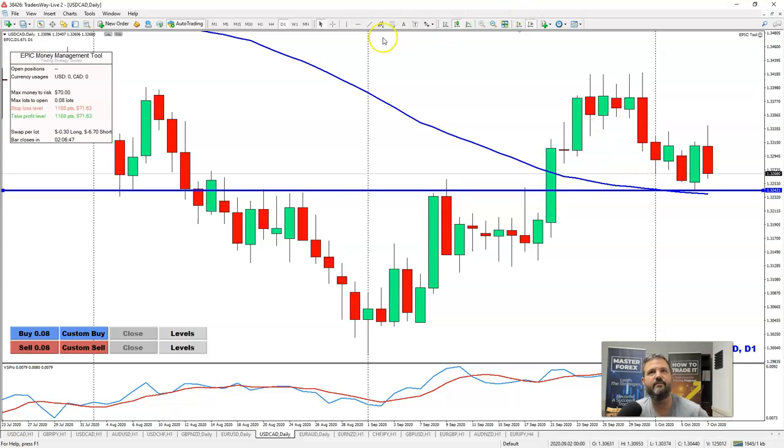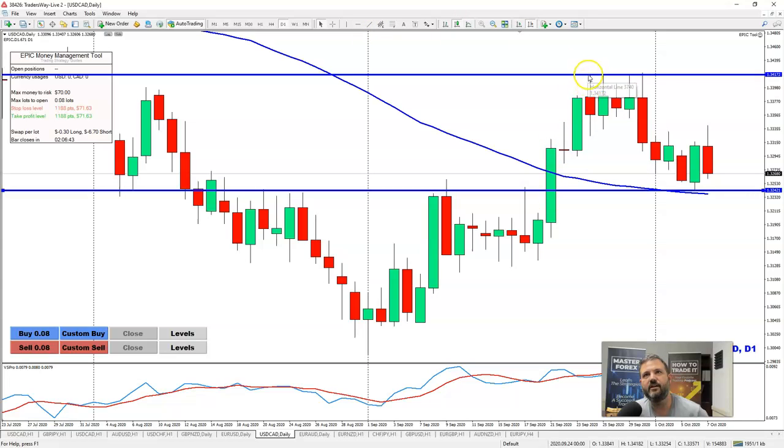Now look at this level. This level held, so 1 day, 2 days, 3, 4, 5. You could have shorted this 5 days in a row. The reason I say that is because I'm not looking for massive trades. Look at these moves. This is 80 pips.